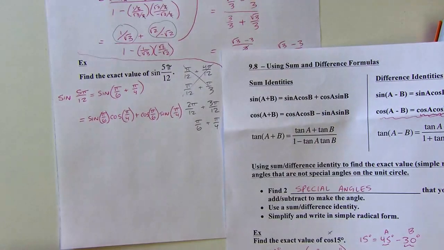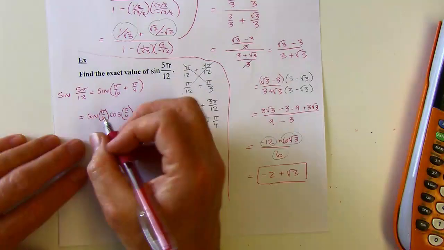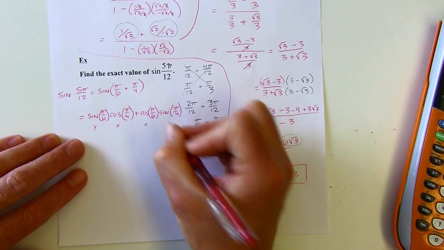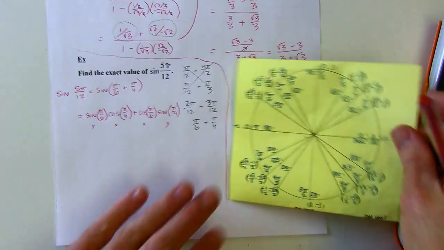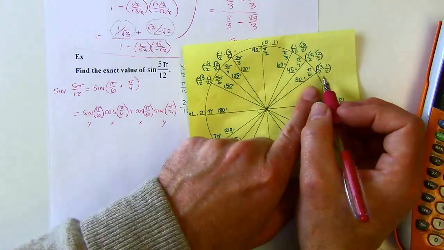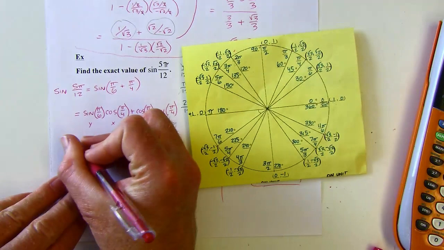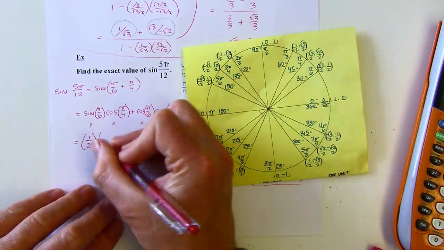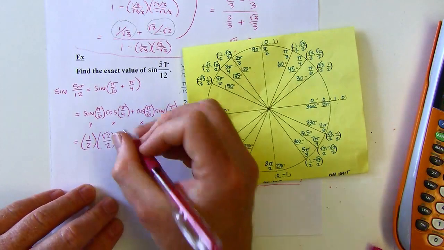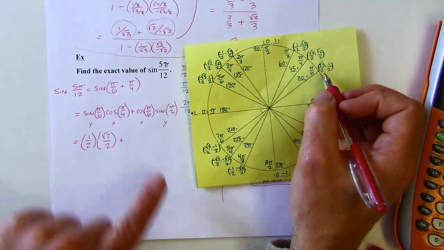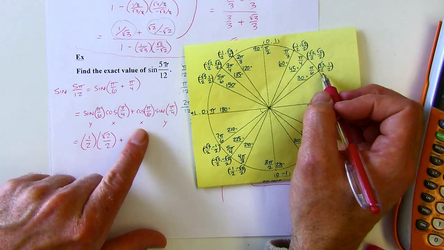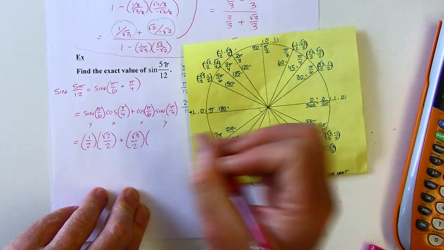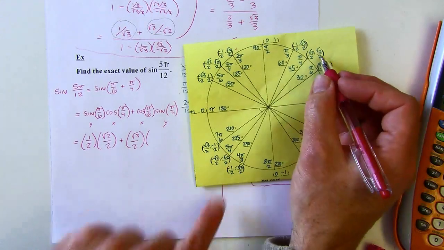Okay, and now I can use my unit circle, right? For sine, I'm going to be looking for y. Cosine, I'm looking for the x's. So I'm looking for those values on the unit circle. Okay, pi over 6, my y value is 1/2. Pi over 4, x value is root 2 over 2. Pi over 6, the x value is root 3 over 2. And pi over 4, the y value is root 2 over 2.